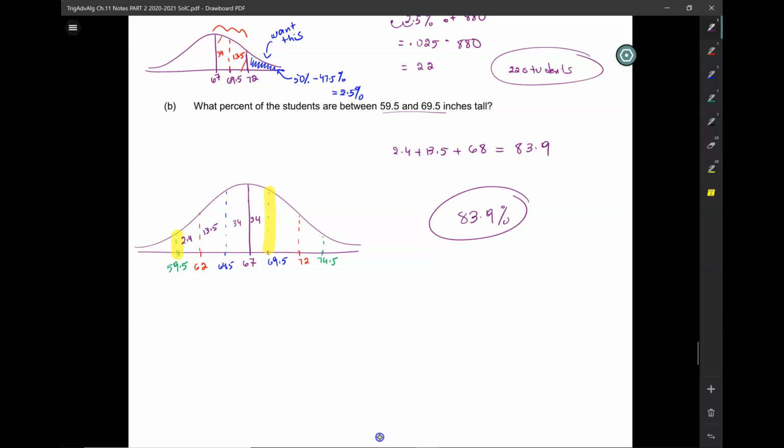So before I stop, what do we have to watch out for? First, you have to watch out for keeping your data straight, like the mean and the standard deviation. Always draw a nice little curve for yourself. And then the most important part is look at what the question is asking you for. Is it asking you for the number or the percentage? Is it asking for the inside or outside of your boundaries? So just be aware.